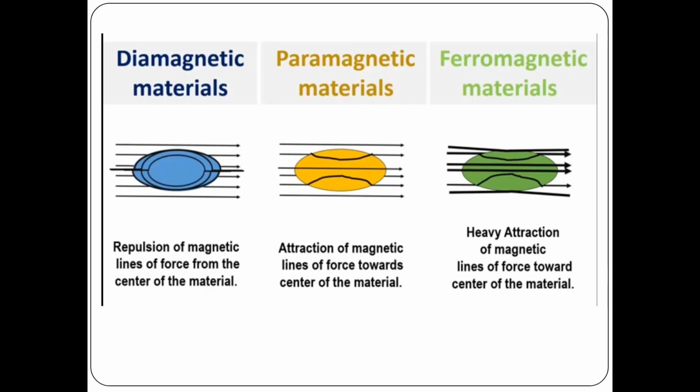The diamagnetic materials repel magnetic lines of force from the center of the material, but in the case of paramagnetic material, there is attraction of magnetic lines of force towards the center of the material, whereas in the case of ferromagnetic material, there is heavy attraction of magnetic lines of force towards the center of the material.